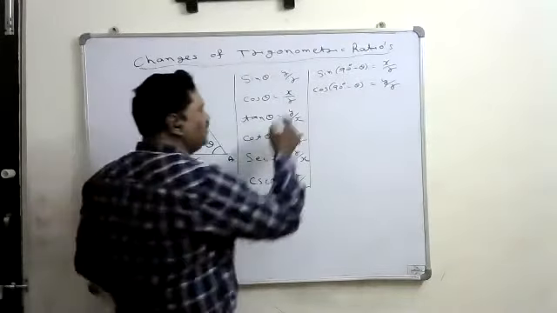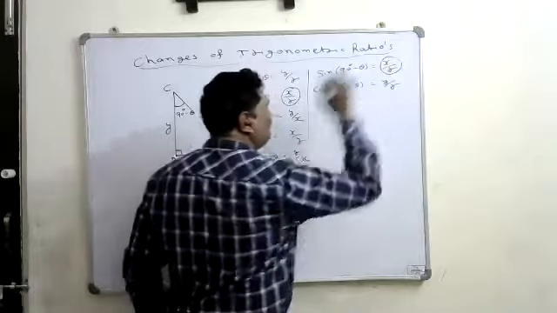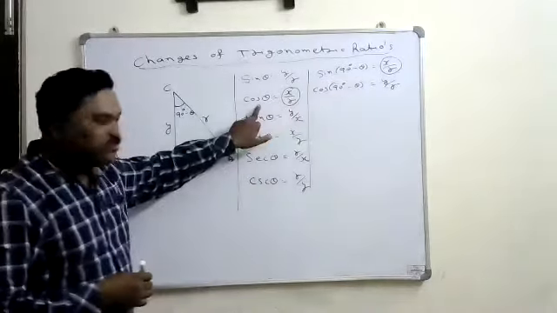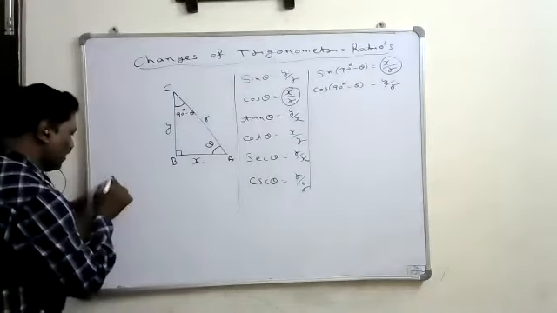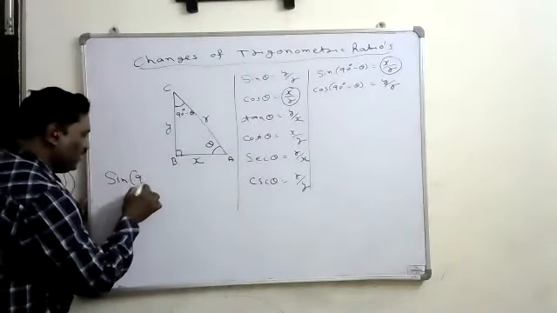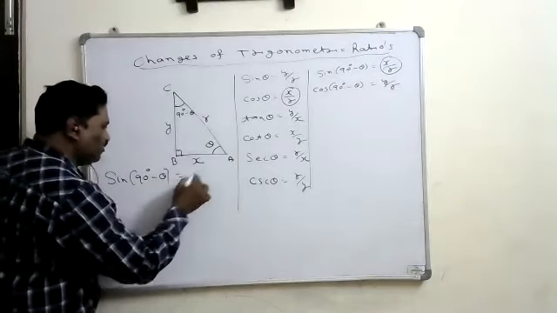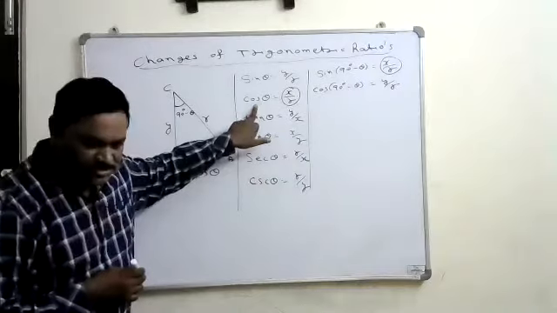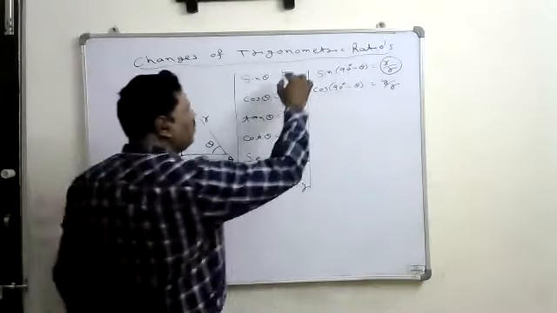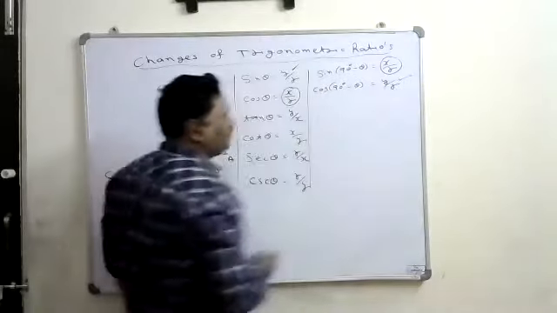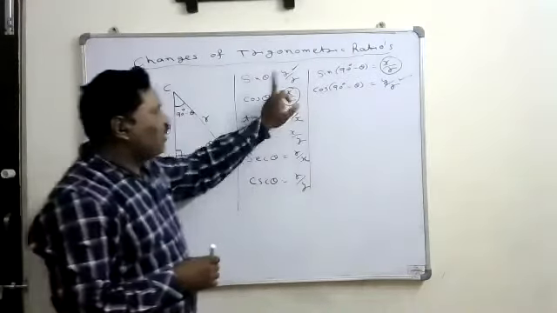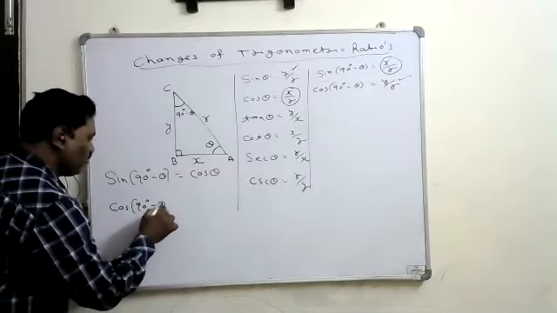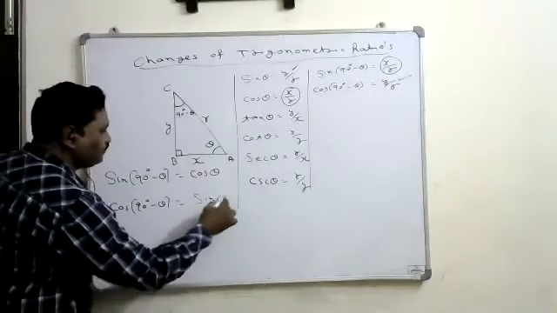Now ये दोनों भी observe करो. This is x by r and this is also x by r. These values are equal ना? मतलब this function is also equivalent to this function. So from this you can understand that sine of 90 degree minus theta is equal to cos theta. Similarly, this is y by r and this is also y by r, बोले तो cos of 90 degree minus theta is equal to sin theta.